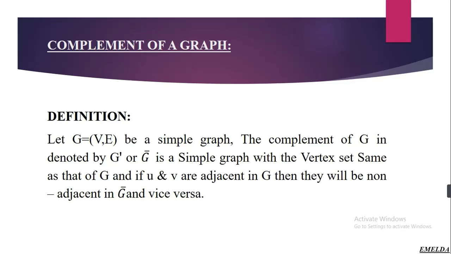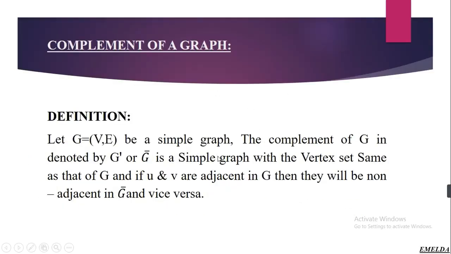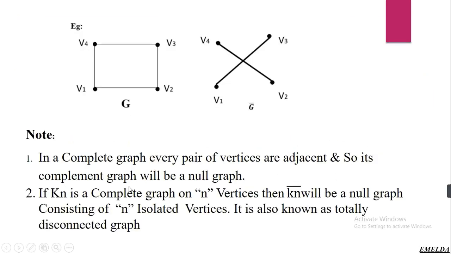Now move on to the complement of a graph. Suppose G is a simple graph. The complement of a graph is denoted by G bar or G dash. It is also a simple graph with the same number of vertices, but if u and v are adjacent in G, then they will not be adjacent in G bar. If this condition is satisfied, then the graph is said to be the complement of G. So this is an example of a complement graph. This is a graph G. Here V1, V2 are adjacent, V2, V3 are adjacent, V3, V4 are adjacent, and V1 and V4 are adjacent.